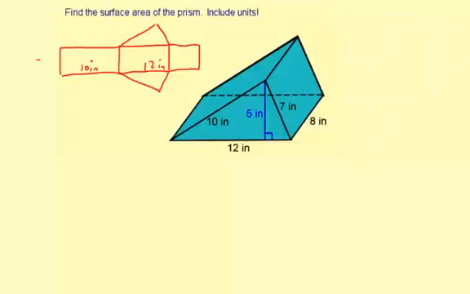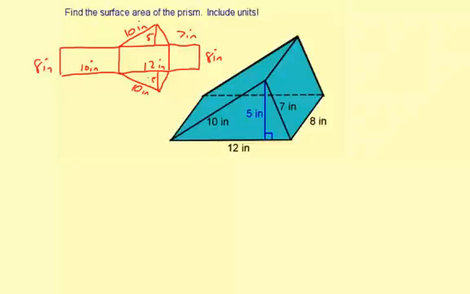Then 8 inches wide and 8 inches this way. And then this part is 7 inches. Then right here is the triangle and the height is 5 inches. And this is 10 inches here. And this is 5 right here, which is the height of the triangle, and this is 10 inches here. Okay, well that's enough measurements to go ahead and figure out the surface area here.